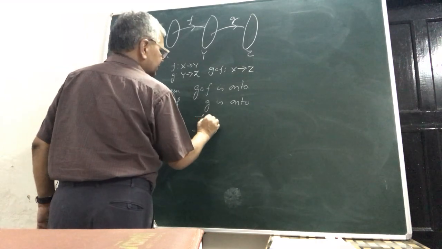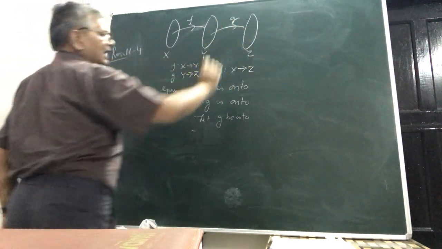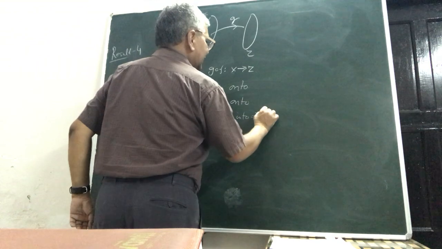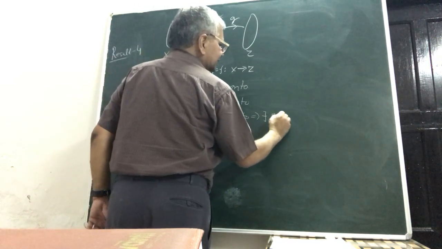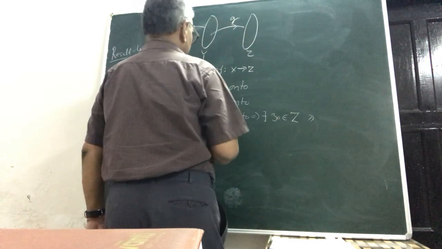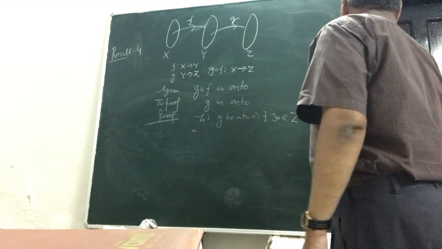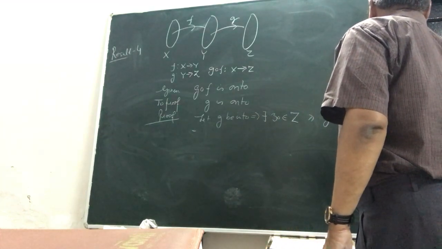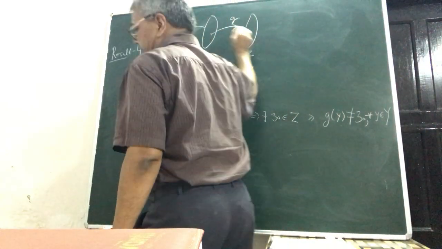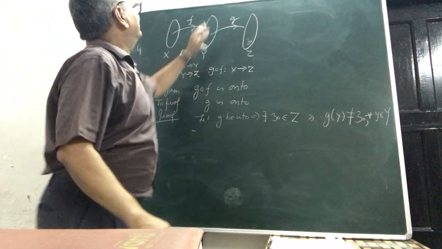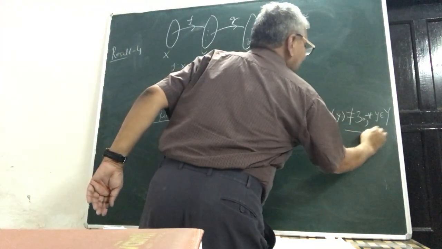Again, same thing, contradiction. Let g be an into function. And g is a function from Y to Z. It means there will exist one element. This implies there exists at least one element in the codomain of g, there is a z naught belonging to Z such that g(y) will not be equal to z naught for every y belonging to capital Y. It means there will exist the element z naught over here, which will not be the image of any element in your Y set. This is what I have written, and let this result be 1.